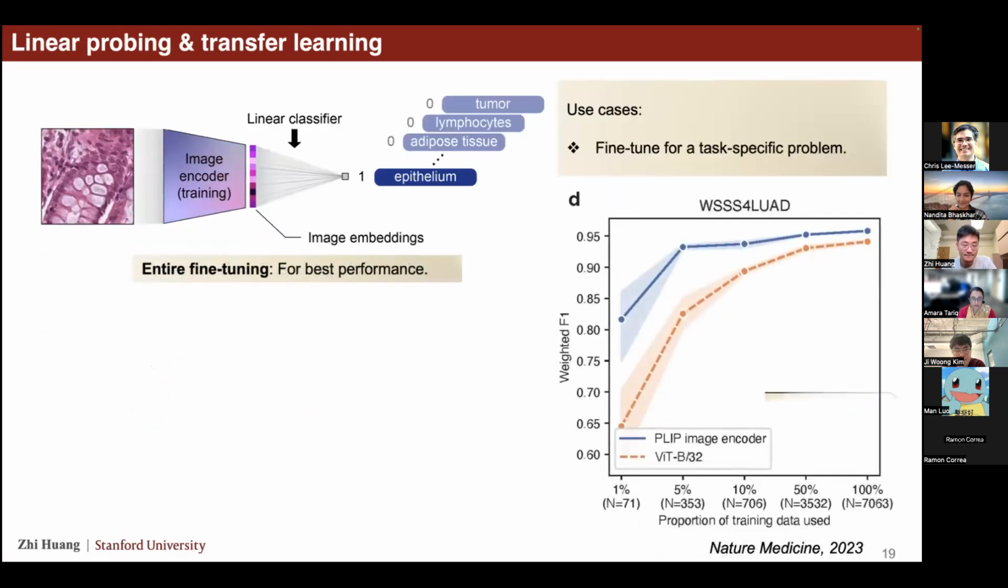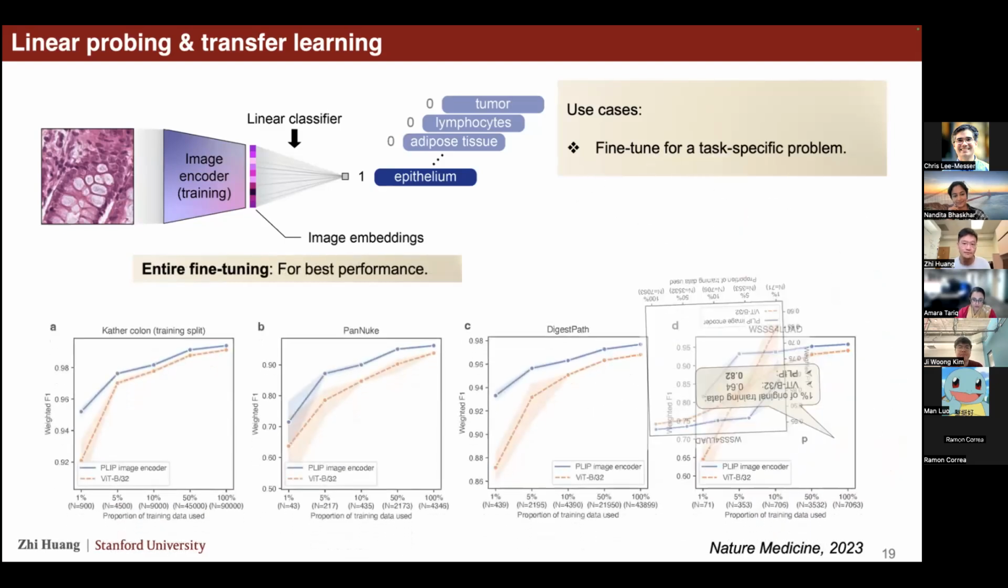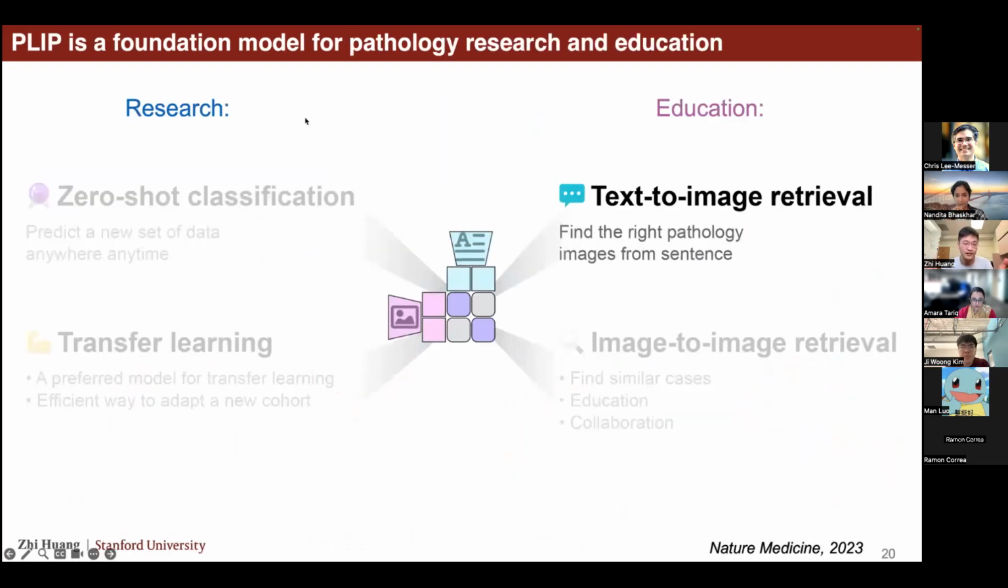Thank you. Okay, so we have demonstrated the usefulness of PLIP in academic research, by introducing the zero-shot classification and transfer learning performances.